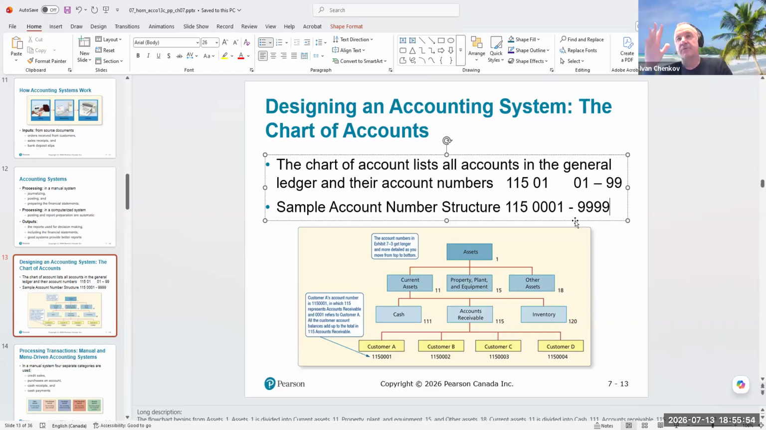So give yourself, when you do the setup of an accounting system, think about the future and make it easy, so you don't have to, at some point, create a new account for accounts receivable, say 116. Why? Because the original account 115 doesn't have the capacity to hold at least, let's say, 10,000 customers.